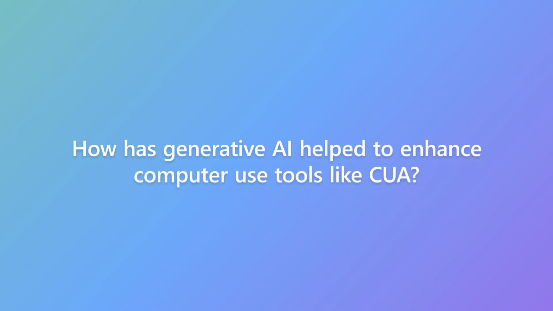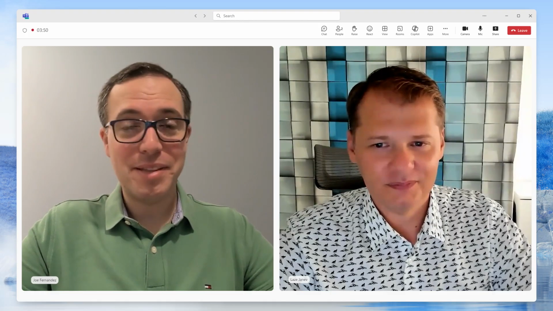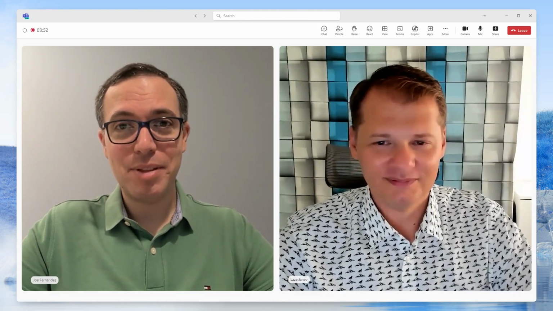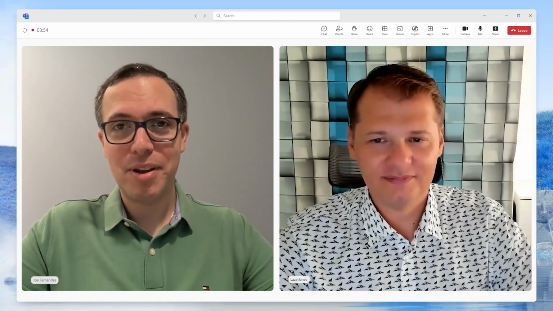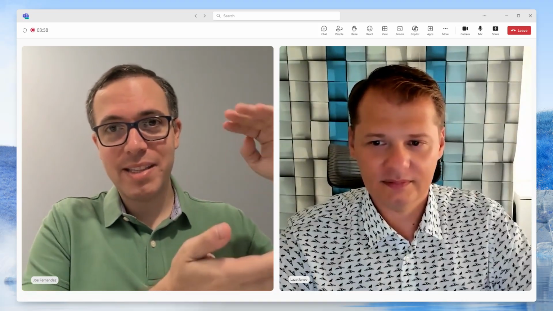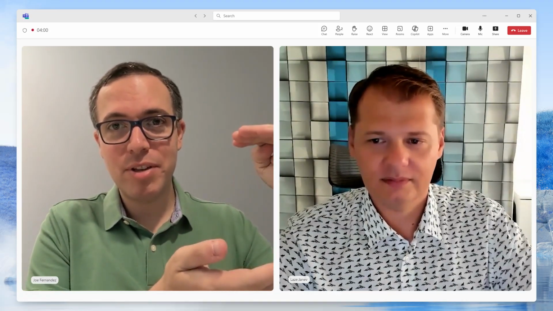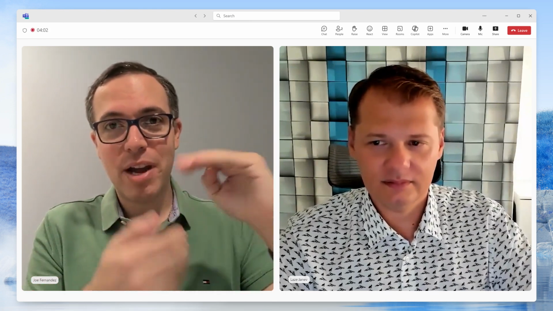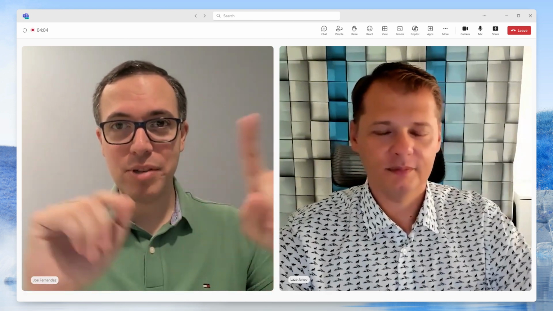What do you think about how generative AI has helped to enhance the computer use tools like CUA? Absolutely. Generative AI is what makes CUA possible because on one side, for authoring, generative AI can take those instructions in natural language and translate them into actual actions in the computer, so actual mouse clicks and keystrokes, without you having to write any complex script or anything. Generative AI does the heavy lifting, so that's one side.